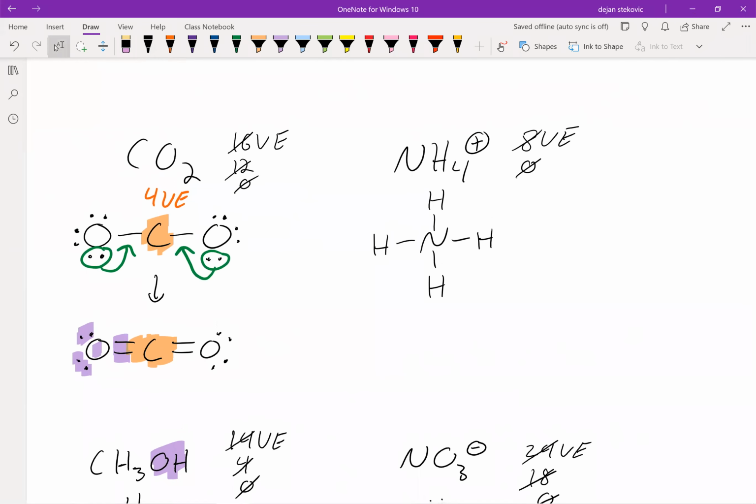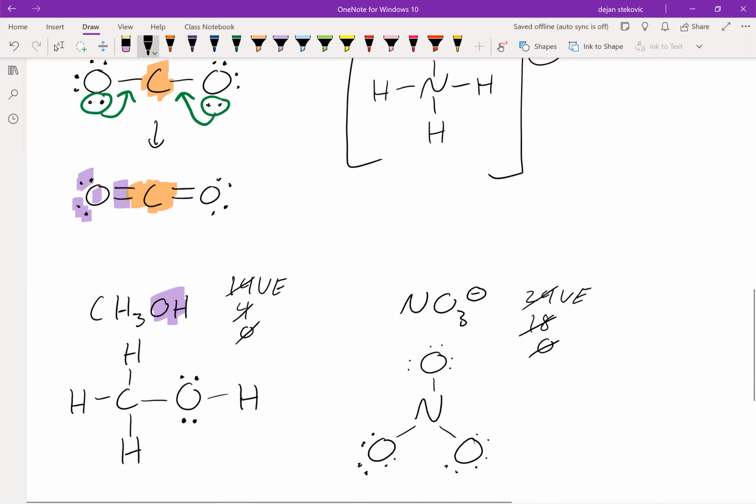For this NH4, the hydrogens have their duet. The nitrogen has its octet. We don't have any more electrons, so everything is good to go there. The only thing we want to do, since it has an overall charge, is add our brackets and the charge on the outside of those brackets. Again, in 101, we'll put the charge on a specific atom, but for right now, we'll just put it on the outside of the brackets.